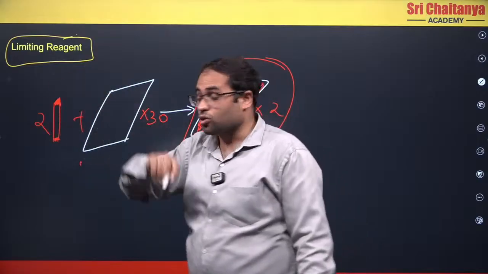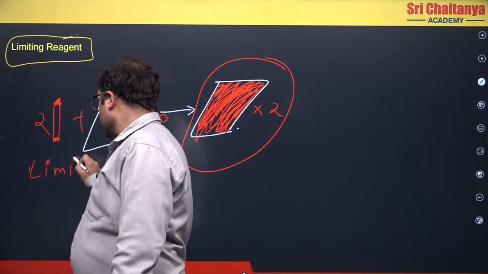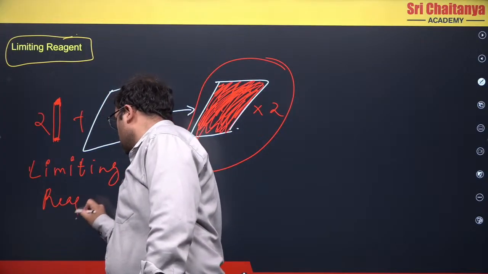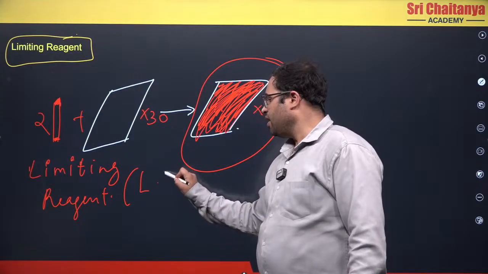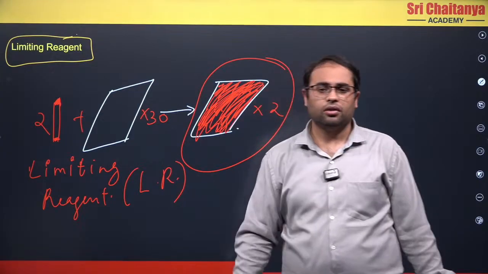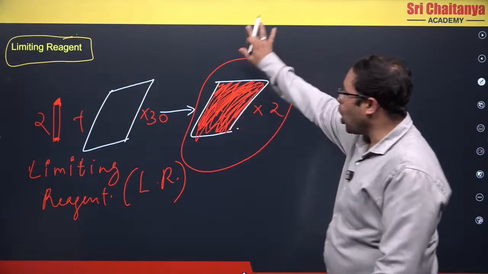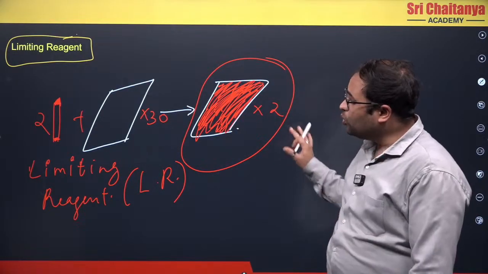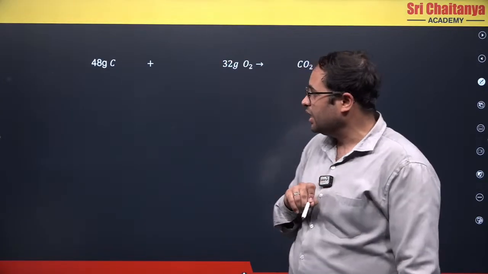This crayon is called the limiting reagent, or we call it LR, right? Because it limits the amount of product that you can get. Now, how do you find this limiting reagent? That is a question that I'm going to answer in the next slide.